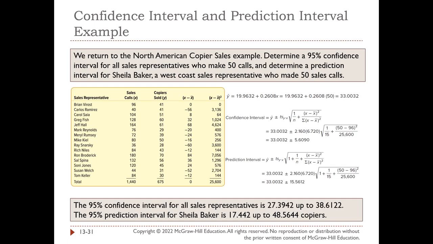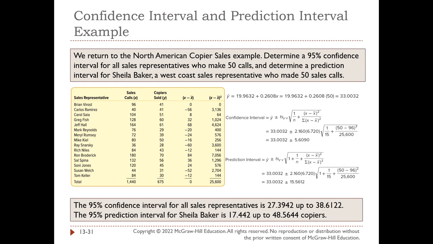Multiply by 6.720. Okay, that is our standard error that we've already calculated. And square root of 1 divided by 15 plus 50, which is our x, minus 96, that's the mean number of sales calls, squared, divided by that sum of x minus x-bar squared, which was 25,600. Calculate all that fun stuff, and we get 33.0032 plus or minus 5.6090, which again will give us a confidence interval range of 27.3942 up to 38.6122.